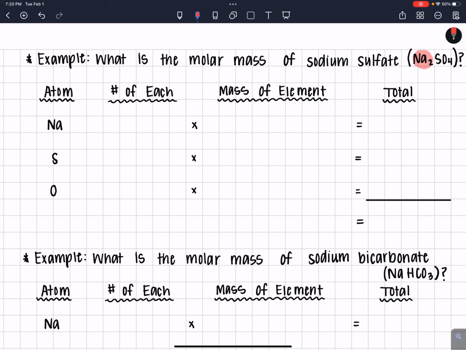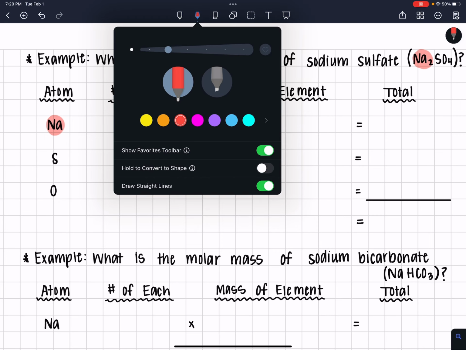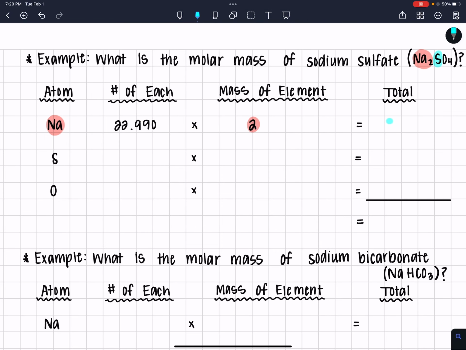So according to my formula, there are 2 sodium atoms. So I know that the molar mass of sodium is 22.990. So this is going to get doubled since there are 2 sodium atoms in this molecule. I know that my sulfur has only 1 atom, so my molar mass of sulfur is 32.06. And I can just multiply that by 1 since there's only 1 atom of sulfur in this molecule. And then my last one is oxygen. There are 4 oxygens, so I'm going to take oxygen's mass and multiply it by 4.